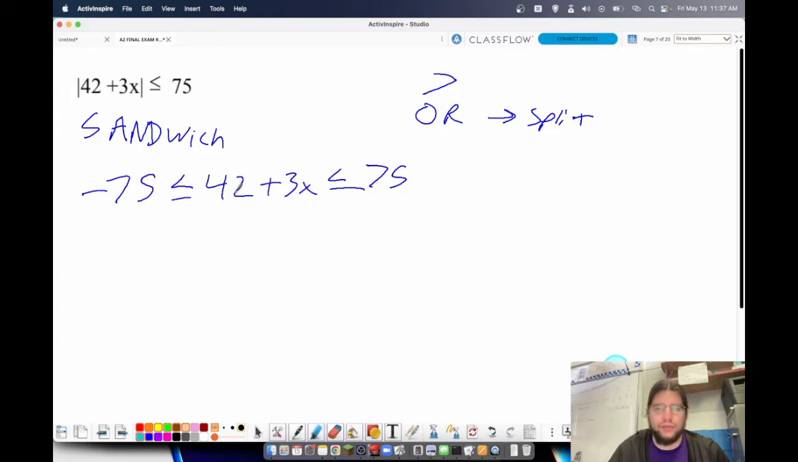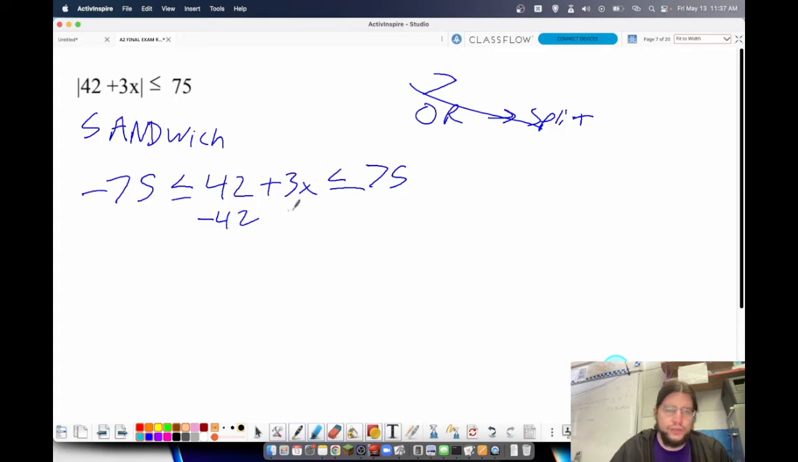So you'd have 42 plus 3x is less than or equal to 75, and 42 plus 3x is greater than or equal to negative 75. Just on the second one you change direction. But we don't have that. We got this, so let's do it.